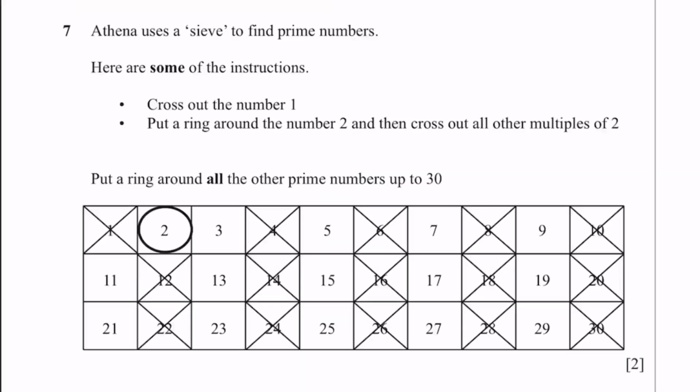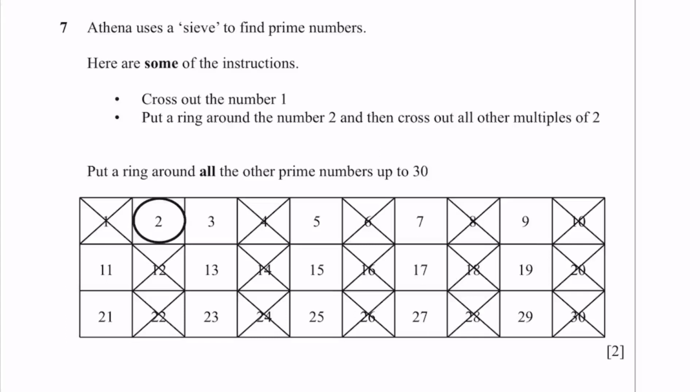Question 7. Anthony uses a sieve to find prime numbers. Here are some of the instructions. Cross out the number 1. Put a ring around the number 2 and then cross out all other multiples of 2. Put a ring around all the other prime numbers up to 30. This is a very simple question. So now we'll just put the ring around all the prime numbers up to 30.